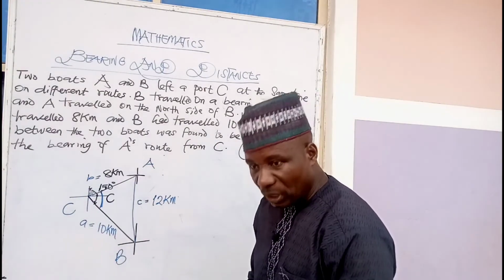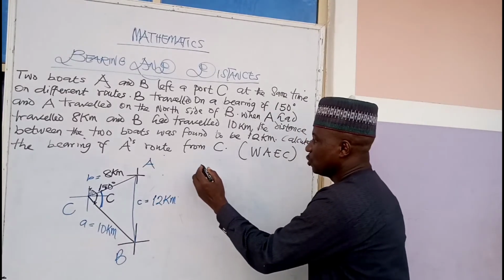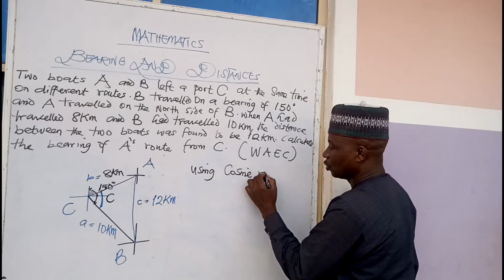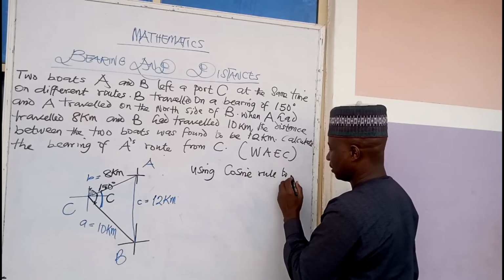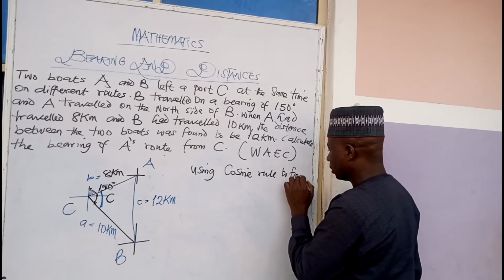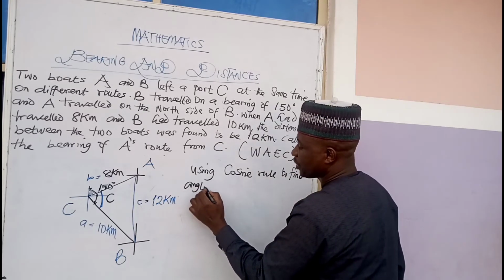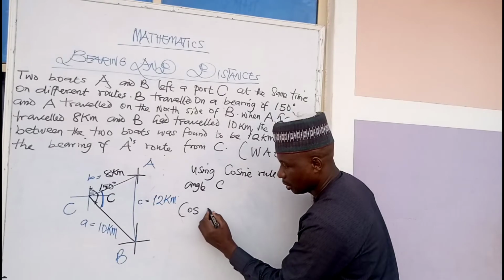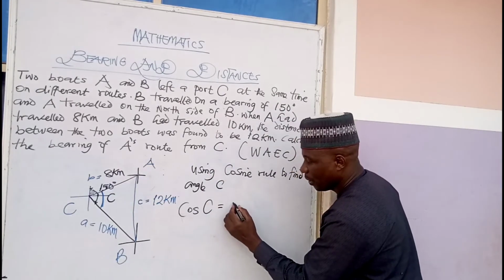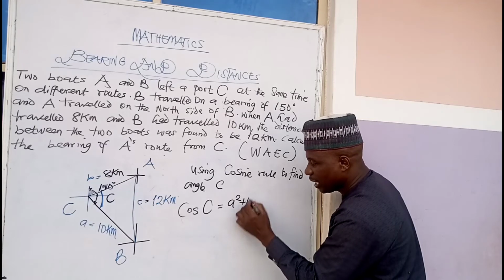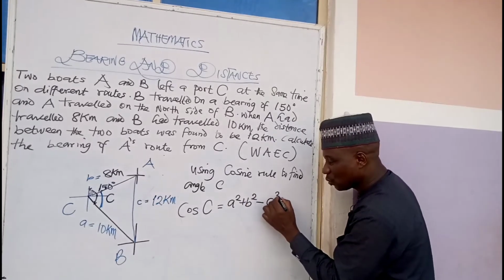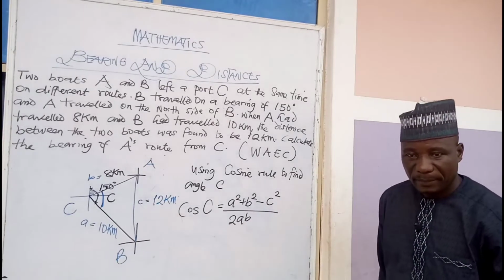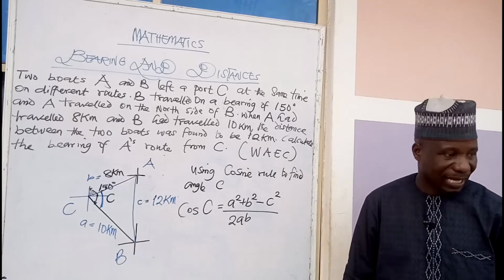So using our cosine rule again, to find angle C. We now have, yeah, let's go class. Cos C is equal to A squared plus B squared minus C squared all over 2AB. That's the formula, which I believe you know. You all know. That is the formula.